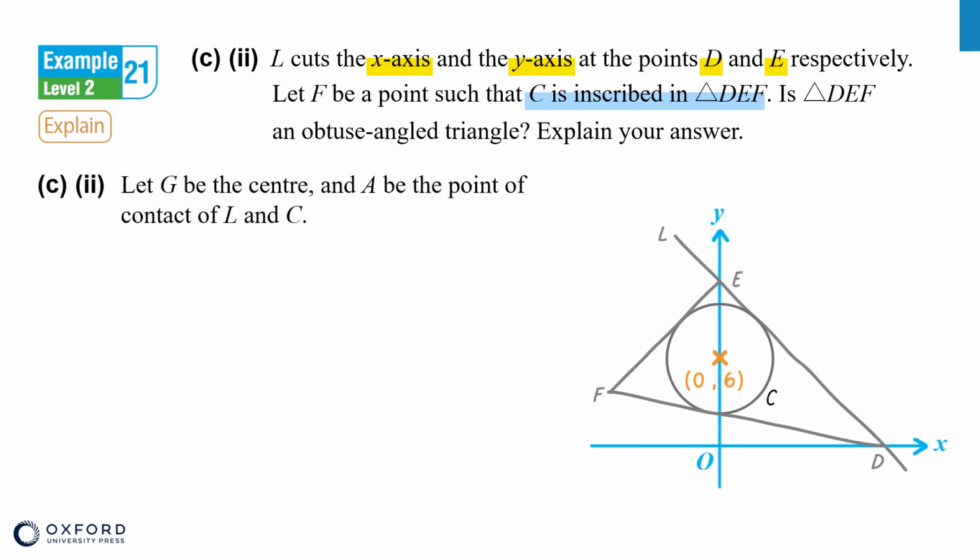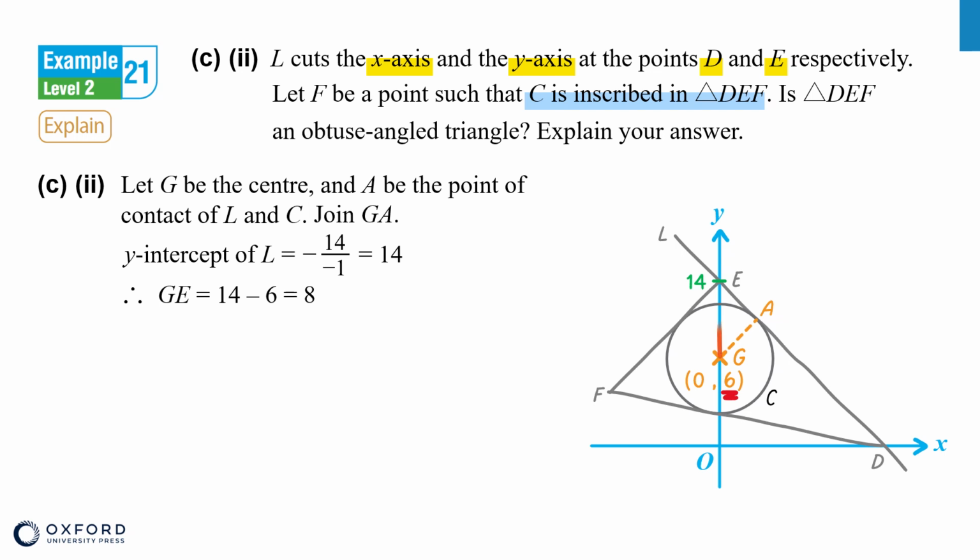Let G be the center of C, and A be the point of contact of L and C. Join GA. We know the y-intercept of L is 14, and the y-coordinate of the center of C is 6. So GE is equal to 8. And as a tangent property, GA, a radius of C, is perpendicular to its tangent L. So triangle AEG is a right-angled triangle.